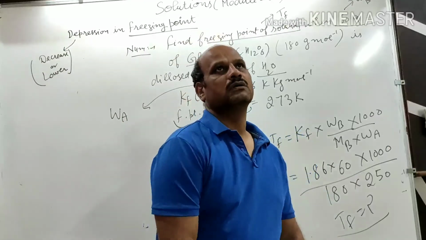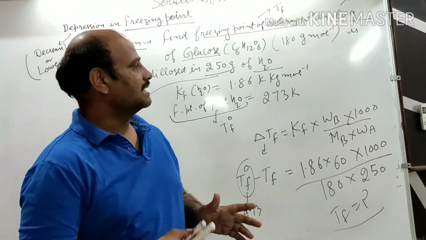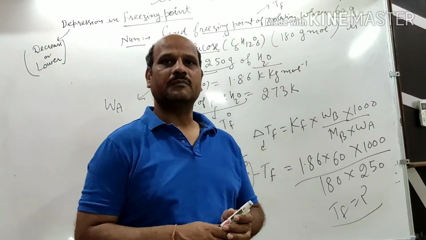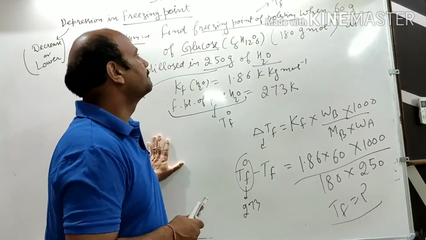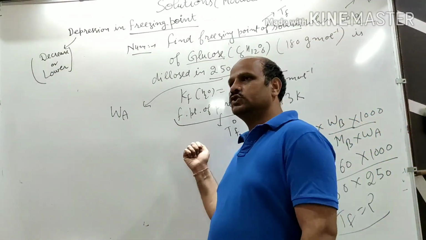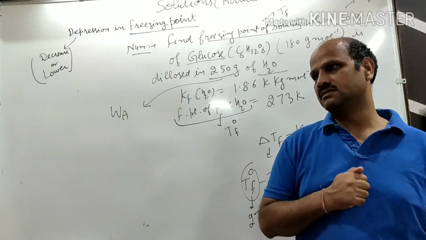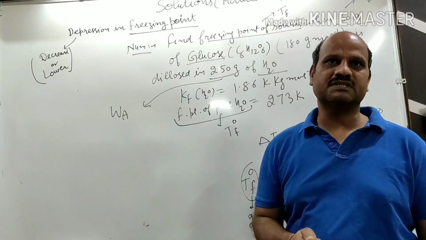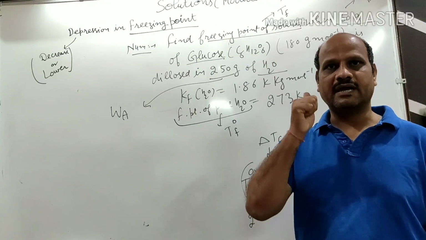Students, this is all about depression in freezing point. In the next lecture I will discuss another colligative property, that is osmotic pressure. For that you revise it. Students, with this numerical today's topic is over. In the next lecture I will discuss another colligative property, that is osmotic pressure. That's all about today, and have a nice day.